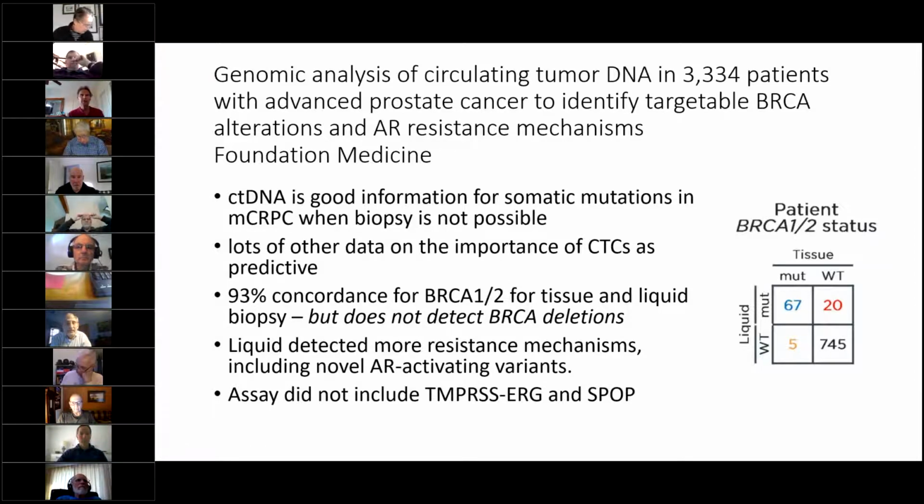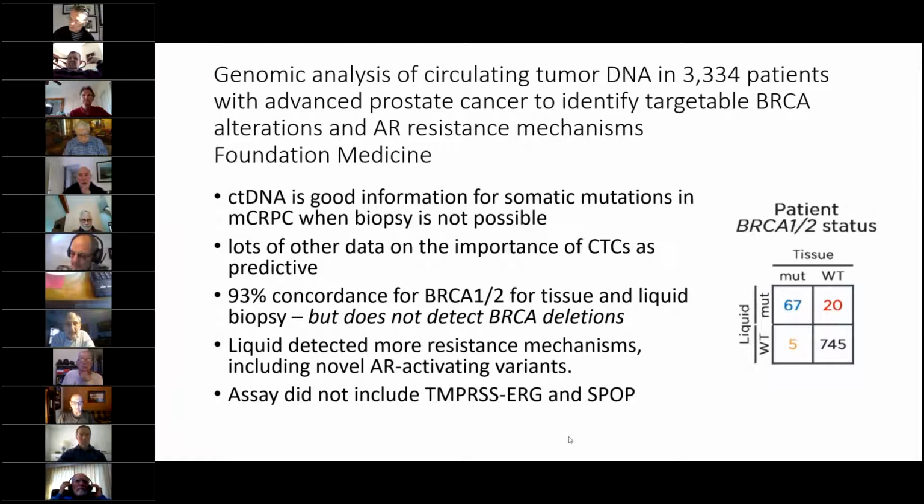No, nothing more on this slide for me, well, this 93% concordance, did you mention that? Yeah, it's right there. At least for BRCA, right? For BRCA, yeah. So any questions from the folks?